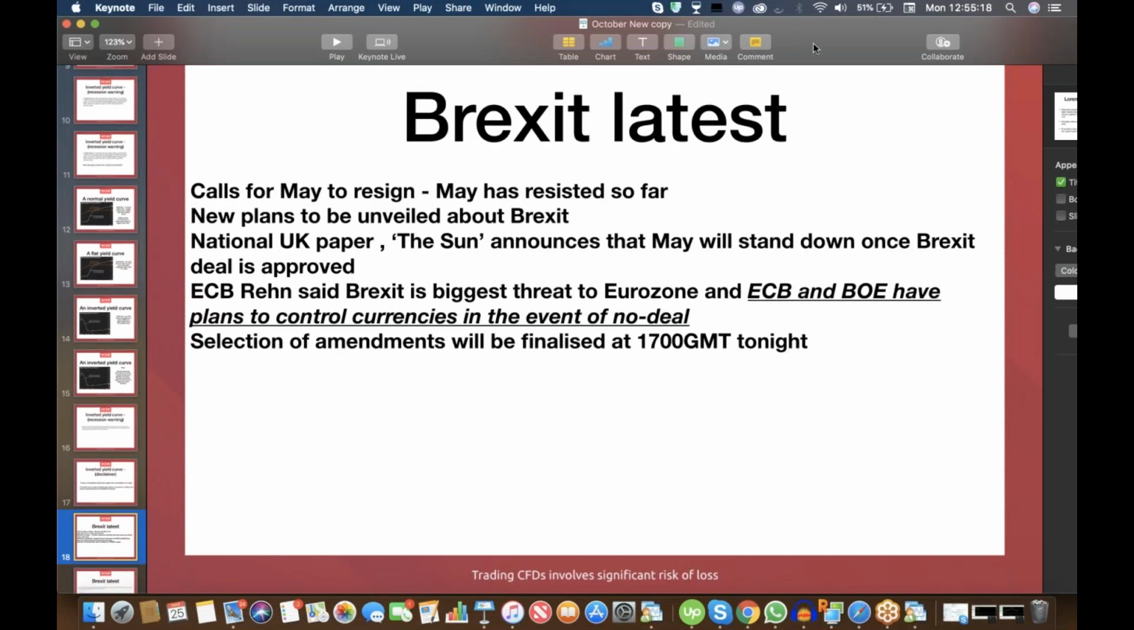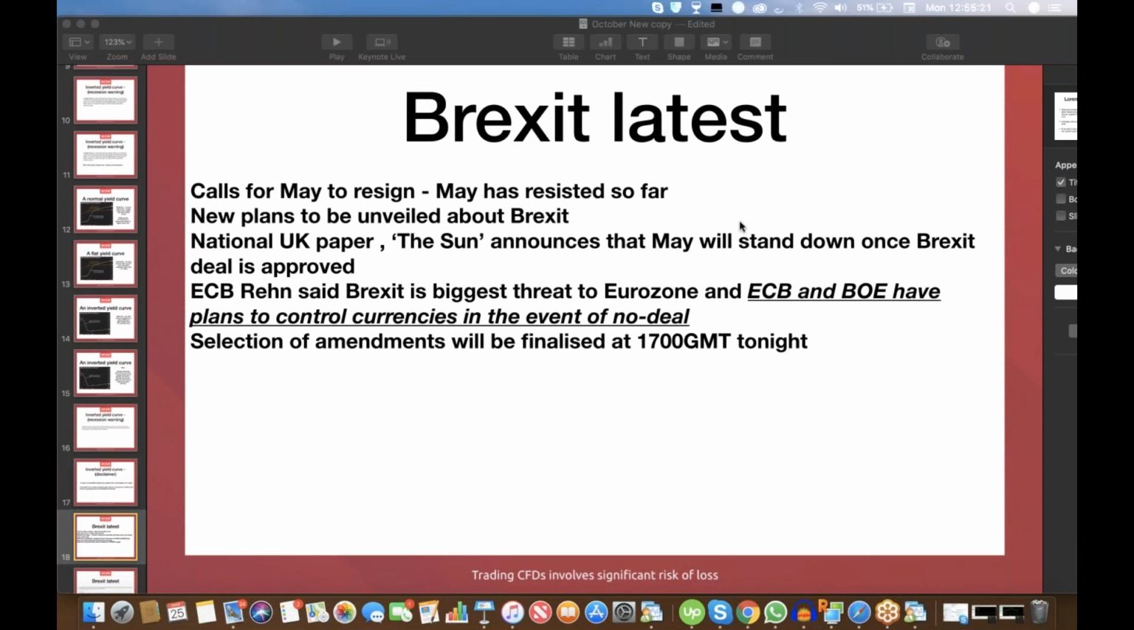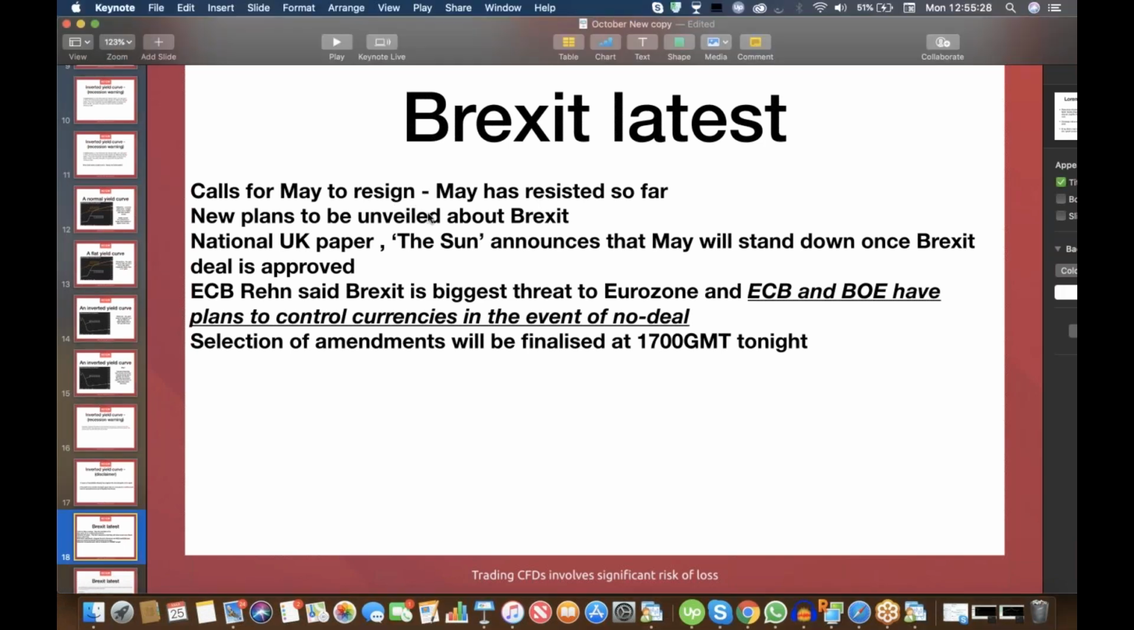Okay, Brexit latest. This Brexit latest is constantly on the move. There are calls for May to resign over the weekend. She's resisted it so far, and probably will for now. There are new plans to be unveiled about Brexit. The UK national paper The Sun announces that May will stand down once the Brexit deal is approved. The ECB said Brexit is the biggest threat to the Eurozone, and the ECB and Bank of England have plans to control currencies in the event of a no deal.